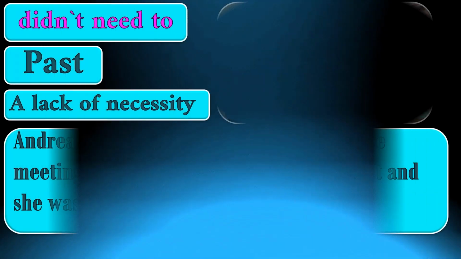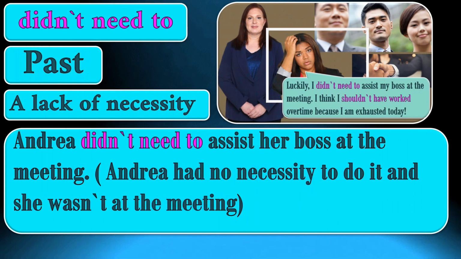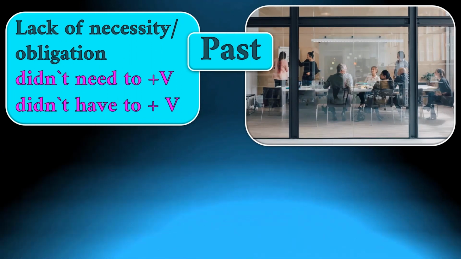Didn't need to is important when we express a lack of necessity in the past. Andrea didn't need to assist her boss at the meeting, which means Andrea had no necessity to do it and she wasn't at the meeting. Lack of necessity or obligation in the past can be equally expressed with didn't need to and didn't have to.